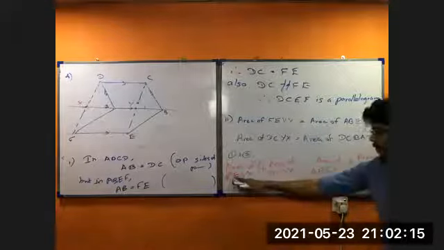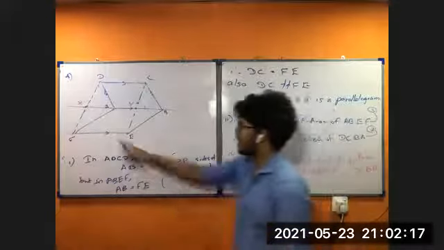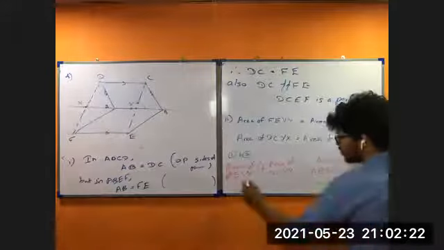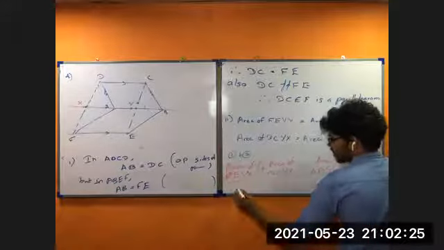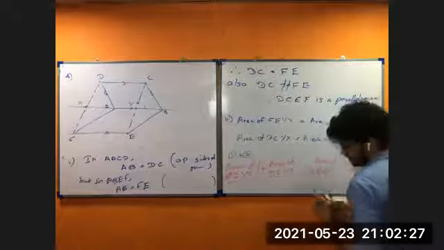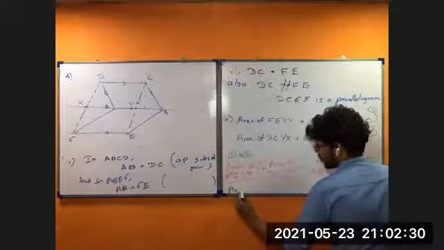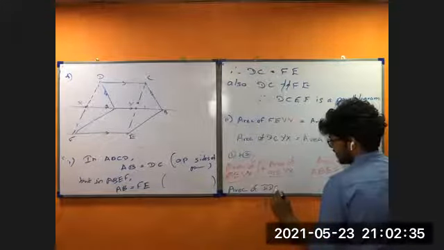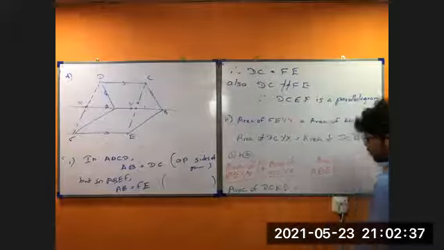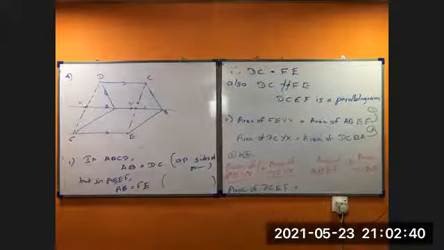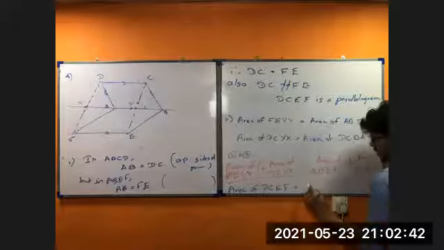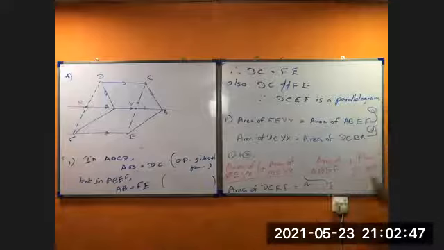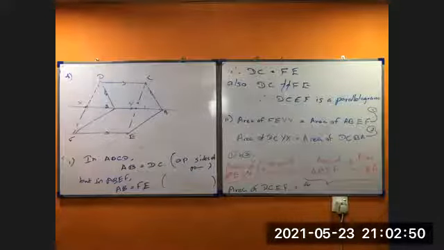So area of this thing plus this thing, you can see area of this FEXY plus DCXY is this full thing, right? So for both of these I can replace it. I can just write area of DCEF is equal to area of ABEF plus area of DCBA. So this is what we have to prove, I think, right?